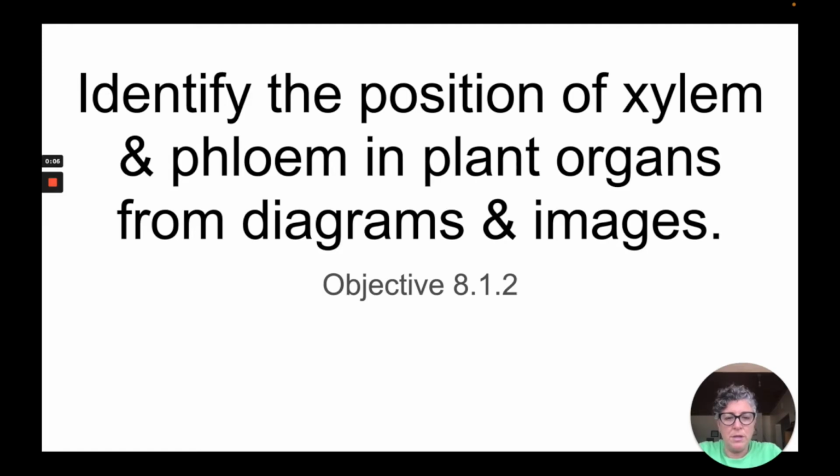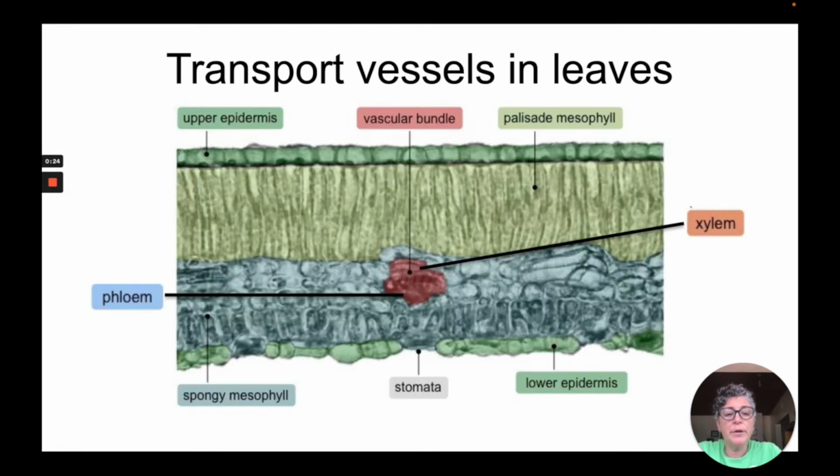This video covers the IGCSE Biology Objective 8.1.2 on the 2025 CAIE syllabus: to identify the position of xylem and phloem in plant organs from diagrams and images. So we are going to take a look at several different types of images, but let's just review the transport vessels in leaves.